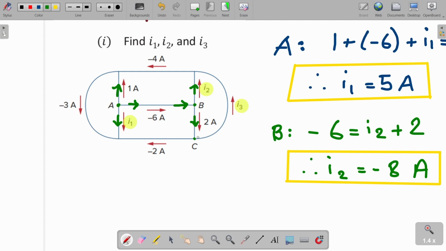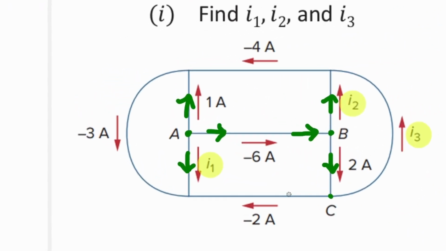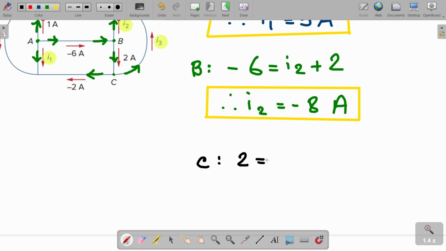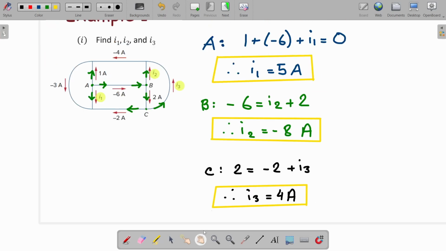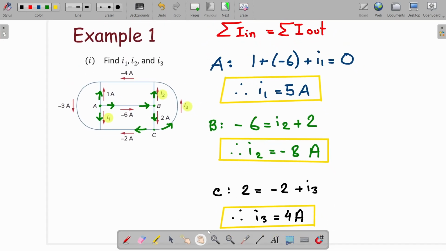Let's observe C. Here 2 ampere is entering and I3 and minus 2 ampere are leaving. So I can write 2 is equal to minus 2 plus I3, and I3 is equal to 4 ampere. Pretty easy, right? Let's do a similar problem.